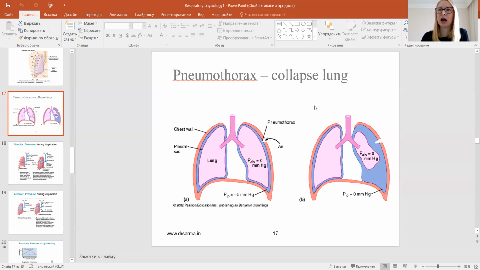This is the state in which atmospheric air is penetrating into the pleural cavity, as seen in the right picture. As a result, negative pleural pressure disappears and the lung collapses at the affected site. Such pulmonary collapse is called atelectasis, and it makes lung ventilation impossible.